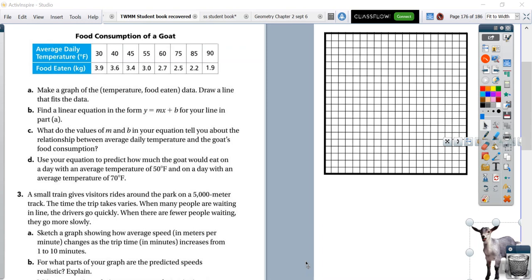Alright, so right now we're going to turn our attention from the pigs to the goats.